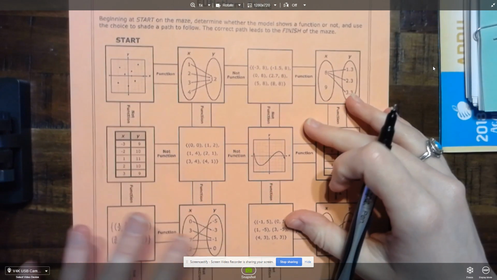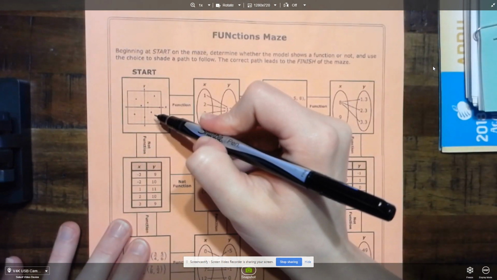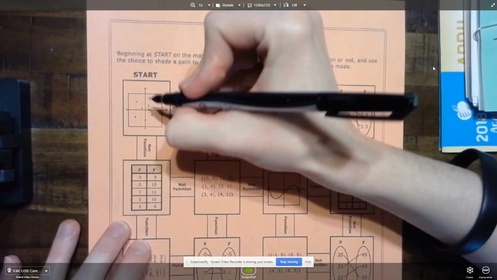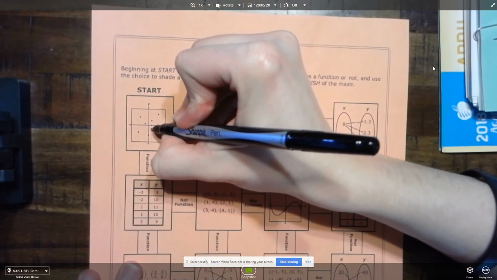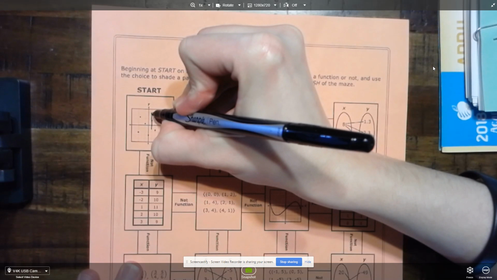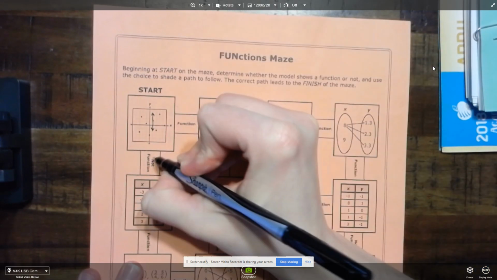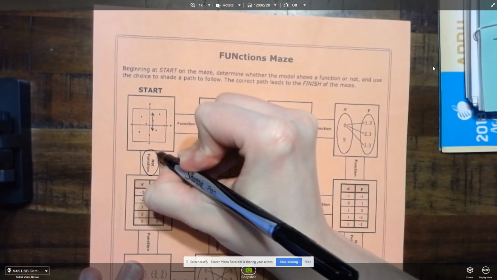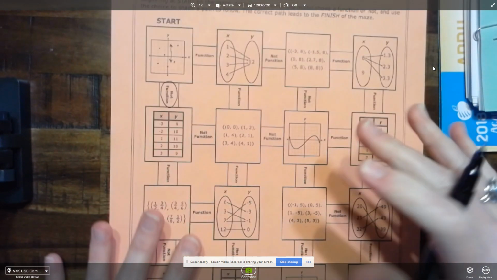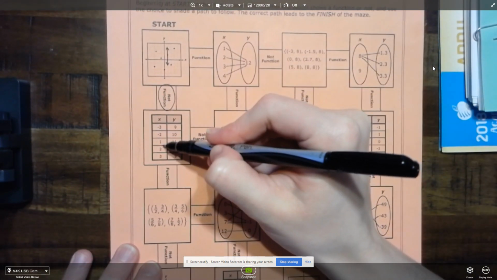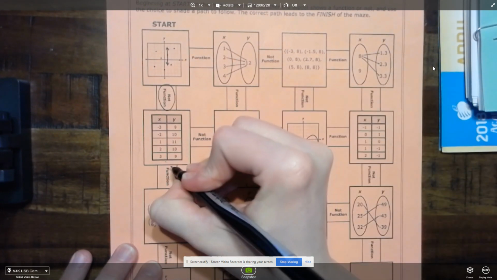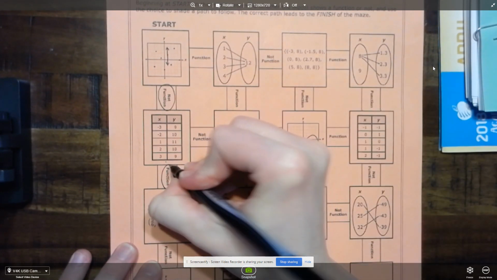So on the inside of this is a maze for functions and not a function. So you're going to start here, and so we've got a graph, so we're going to do the vertical line test. And so I can tell right here that that's going to go through 2 points. So that first graph is not a function. And then if we go down to this table, we check all of our x's. So none of my x's repeat. So that one is a function.